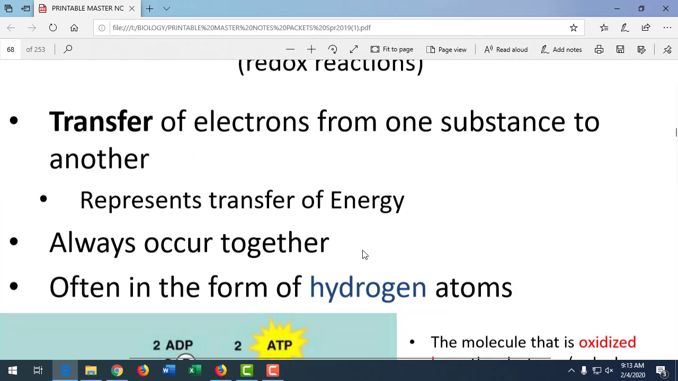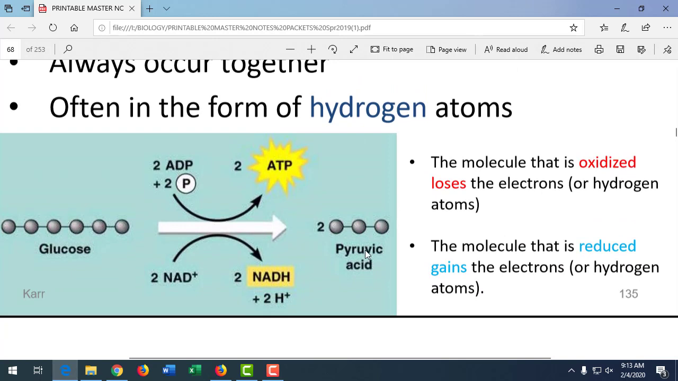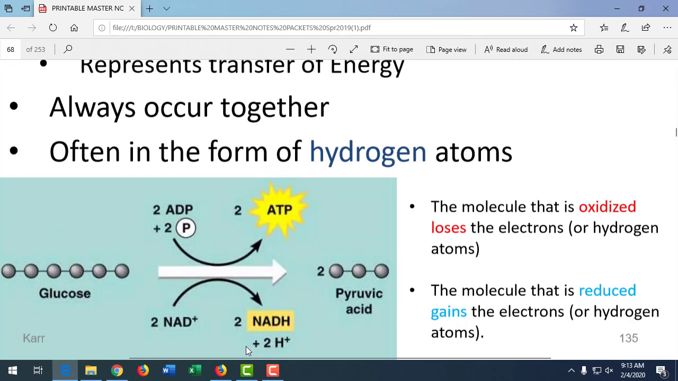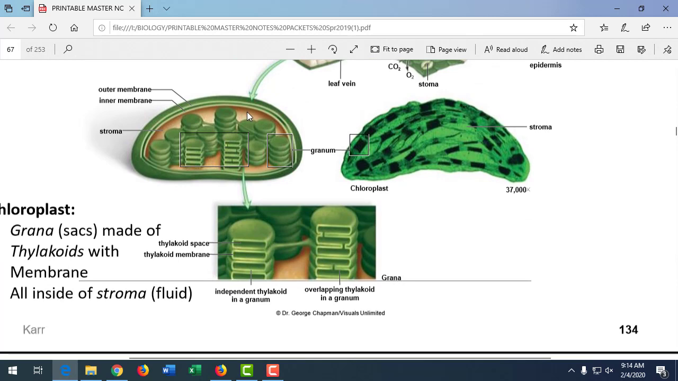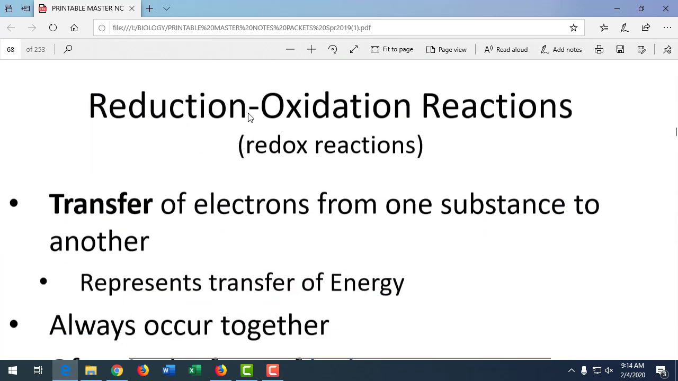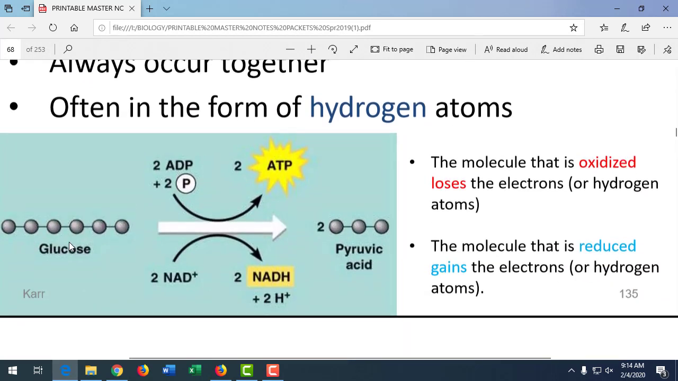Now we'll look at some specific reactions that occur, and it has a lot to do with hydrogen. What happens is, out in the stroma, out in the fluid, there are enzymes that help the reaction of taking a glucose molecule and splitting it into 2 molecules of pyruvic acid. And in that process, we add a phosphate to ATP, but we remove hydrogens and add it to a special coenzyme called NAD+.